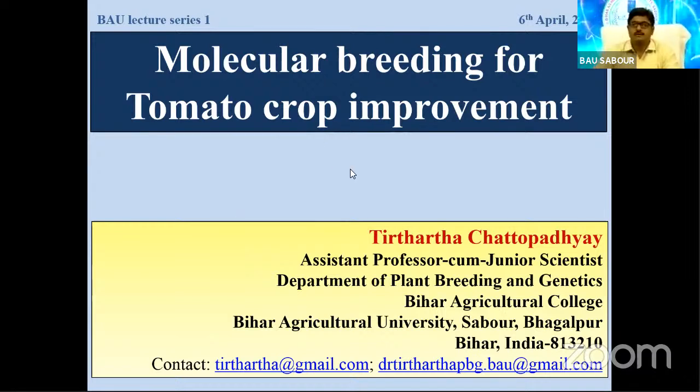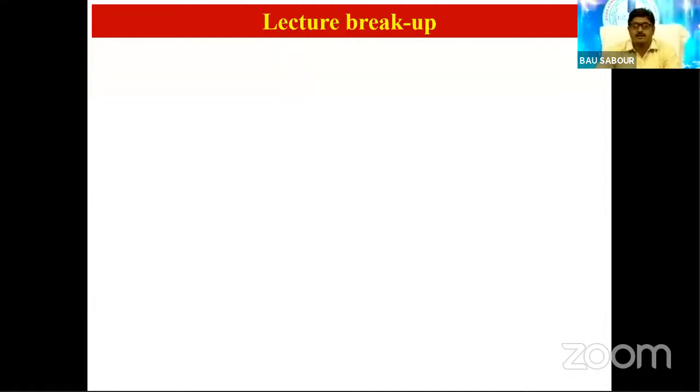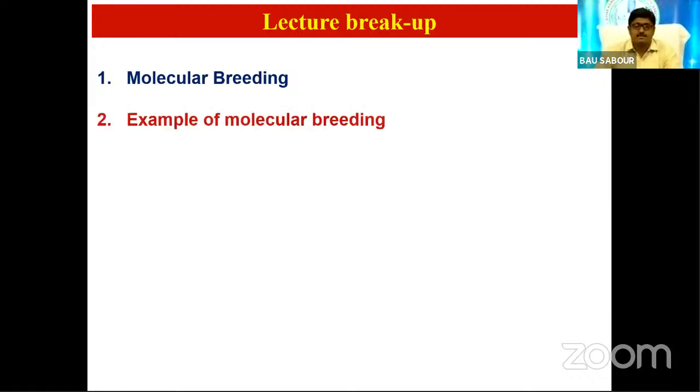So this is the presentation, that is molecular breeding for tomato crop improvement. In this lecture, the entire lecture is broken in 7 parts. The first one is a very brief introduction and novel idea about molecular breeding. The second one is a pictorial example of molecular breeding, how it actually works, which will be really useful for the students, I think, at undergraduate and postgraduate levels.